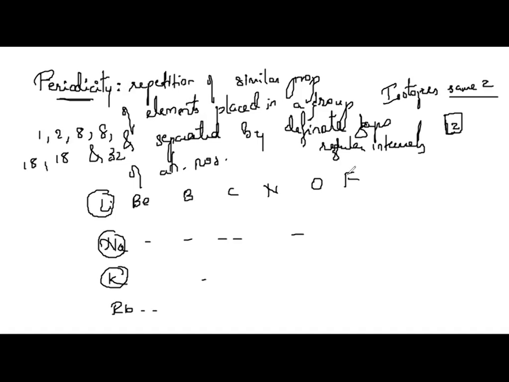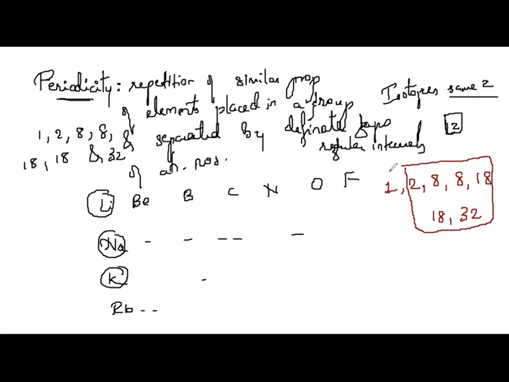This was the repetition seen. The repetition was seen after one element sometimes. It was seen after 2, 8, then again after 8 elements, after 18 elements, again after 18 elements, and then after 32 elements. And therefore, these numbers: 2, 8, 8, 18, 18 and 32.